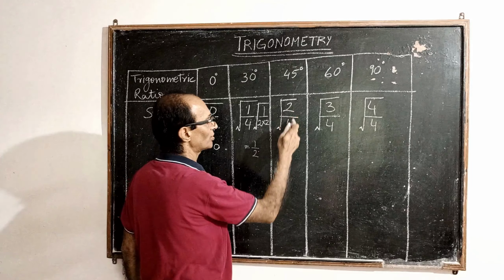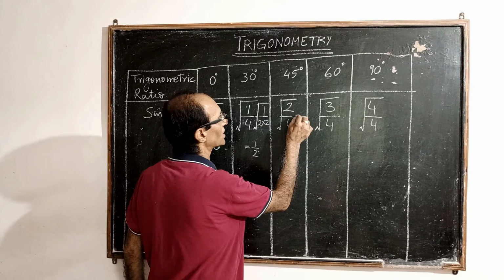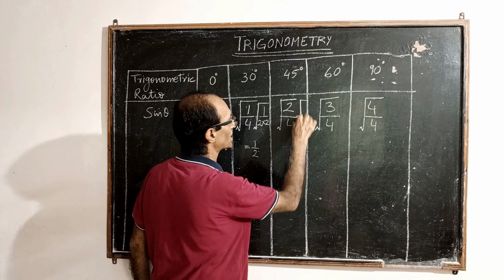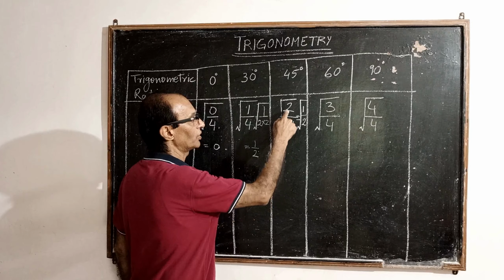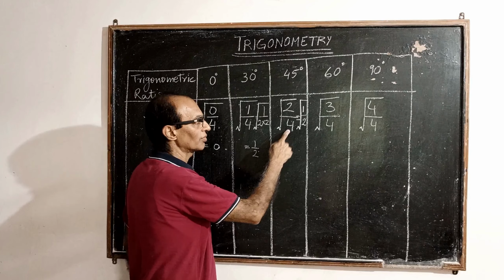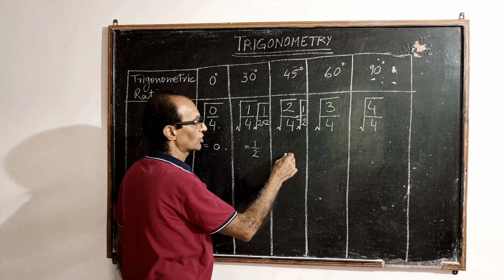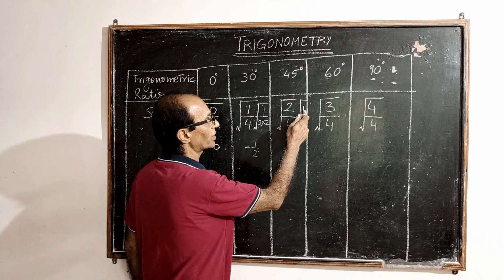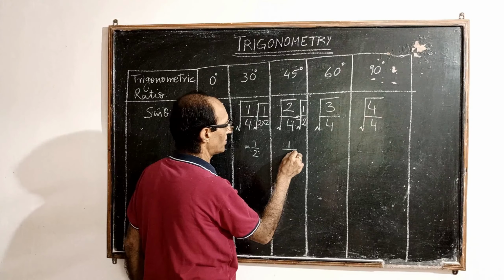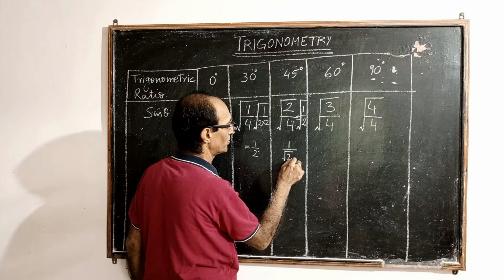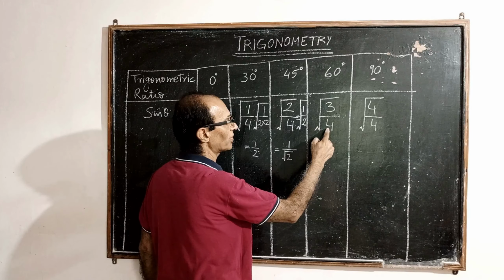This is 2 divided by 4, that means this is as good as saying square root of 1 upon 2. Because cancel both numerator and denominator by 2, we get 1 upon 2 square root. So square root of 1 is 1, we may write it as 1 divided by square root of 2, that is it. Square root of 3 upon 4.